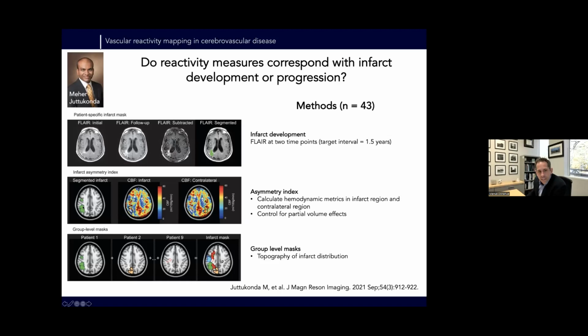So what he did is he created this laterality index. So he said, I'll look at the hemodynamic parameters in the infarct region and I'll compare that to the contralateral side as kind of a comparison, and that might control a bit for partial volume effects and whatnot. And he figured out how many of these patients, these were all graded by a neuroradiologist, went on to have new infarcts, and he calculated these kind of affected versus unaffected laterality indices.